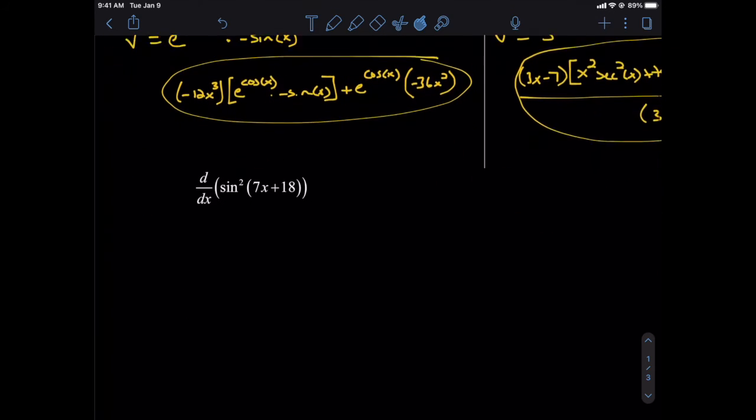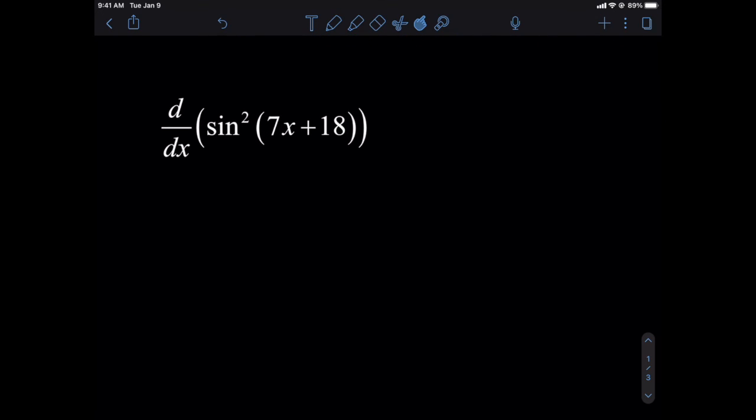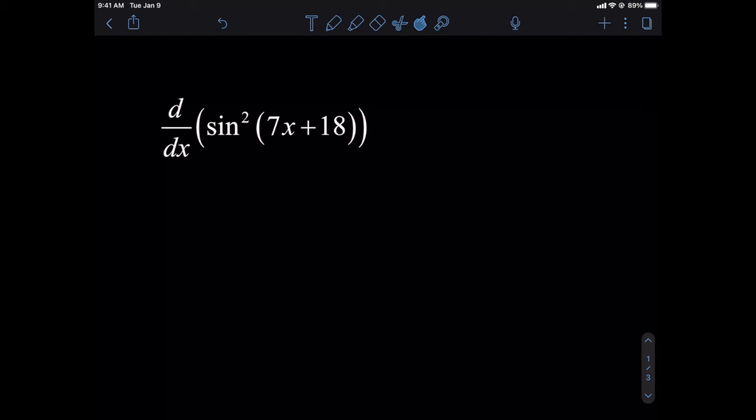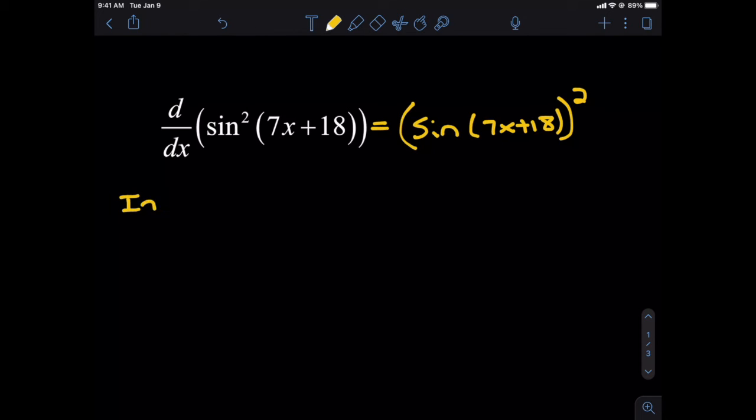Let's take a look at one last example here. In our last example, we want to find the derivative of sine squared 7x plus 18. If you watched the chain rule video, you'd remember that there's another way that we can write this that makes it a little bit clearer what's going on. Take your exponent and put it outside of a broader set of parentheses. This makes it a little bit more clear where our chain rule begins and ends.